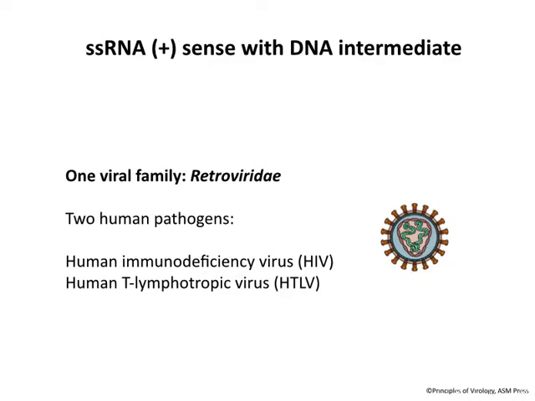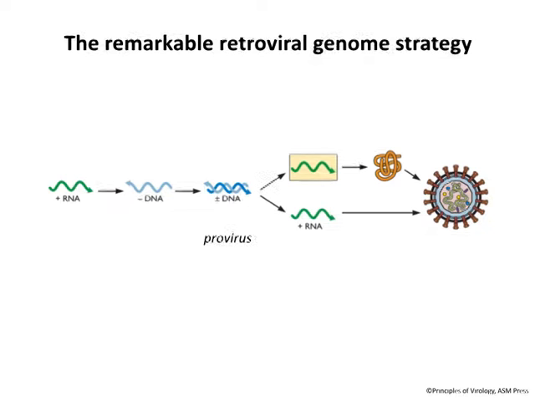Okay, plus-stranded RNA viruses, single strand, but now these have a DNA intermediate. There's one family that we know about like this. They're called retroviridae, retroviruses. And there are two human pathogens, HIV 1 and 2, and human T lymphotropic virus, HTLV. There are lots of other retroviruses, but they don't infect people. They infect other kinds of animals. And these are fascinating viruses. We'll talk quite a bit about these in this course.